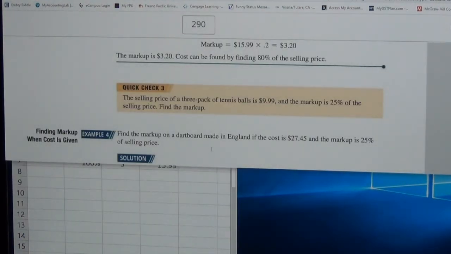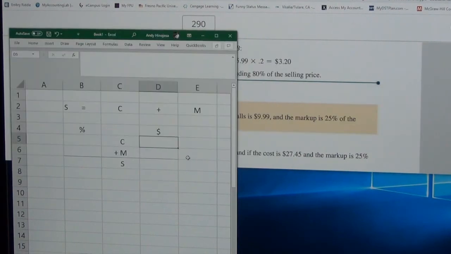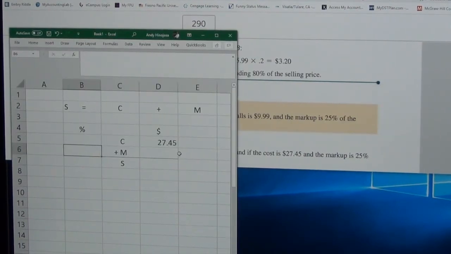Next example, find the markup on a dartboard made in England if the cost is $27.45 and the markup is 25% of selling price. Let's do it. So the cost is $27.45. The markup is 25%.